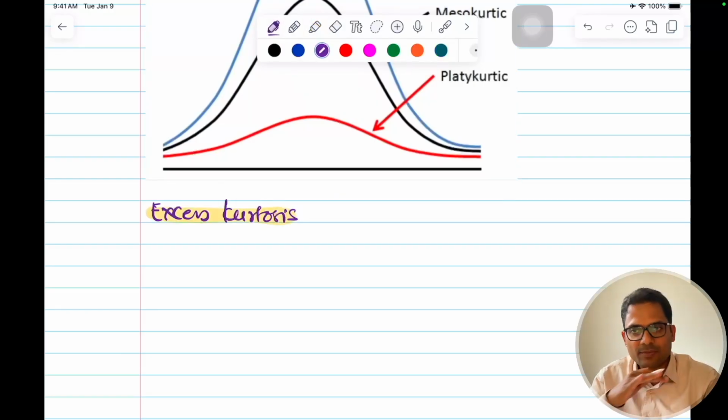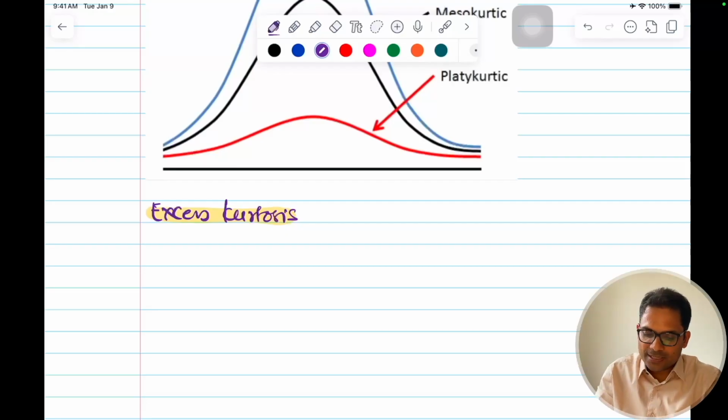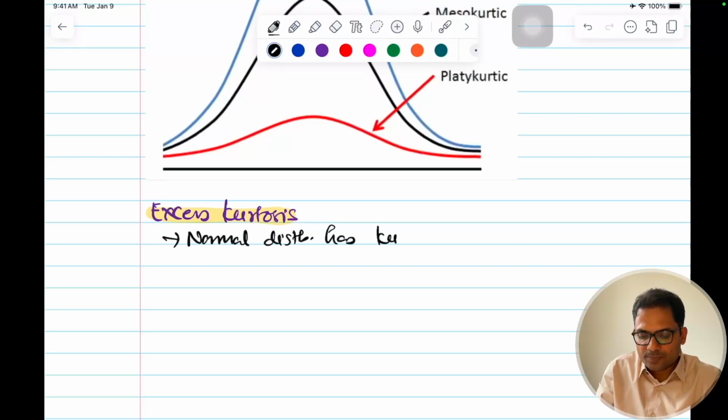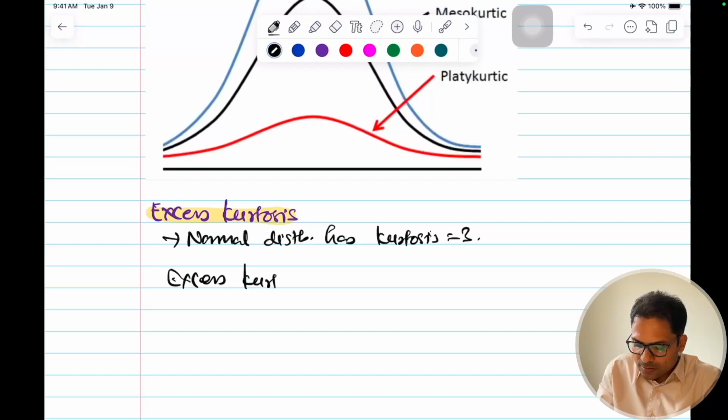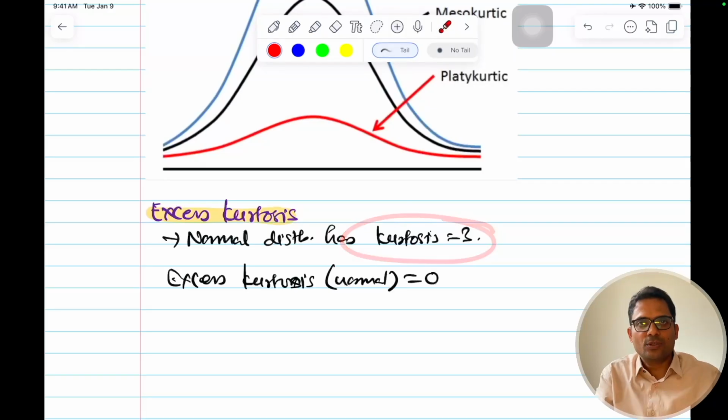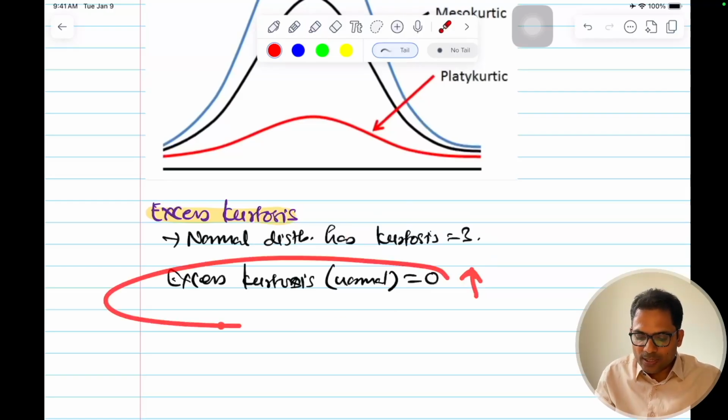So my normal is considered as my reference, and normal distribution, or Gaussian distribution, has kurtosis of 3. Kurtosis equal to 3, and excess is anything above 3. What will be the excess kurtosis of normal? Excess kurtosis of normal or Gaussian will be 0, because this is the reference. So this has basic kurtosis of 3. Anything more than 3 is counted as excess kurtosis.